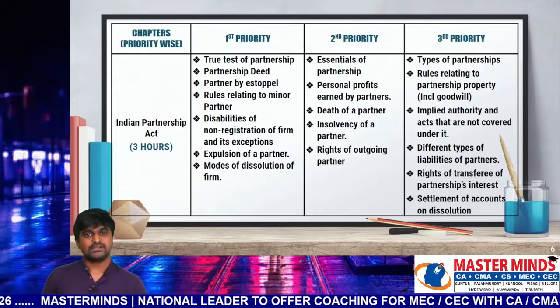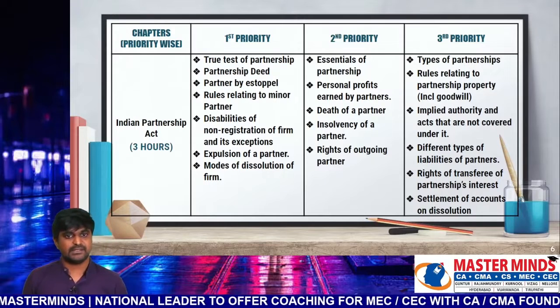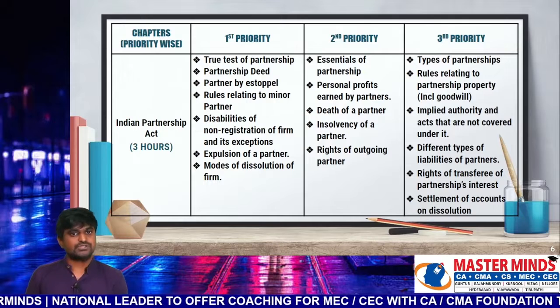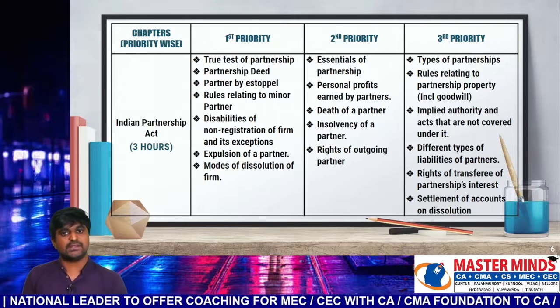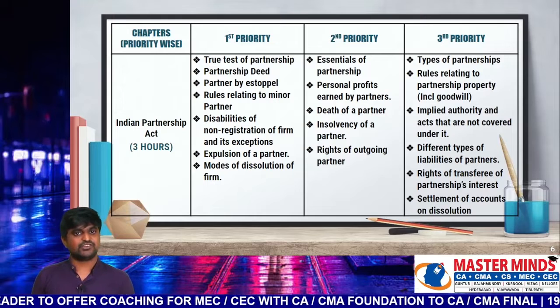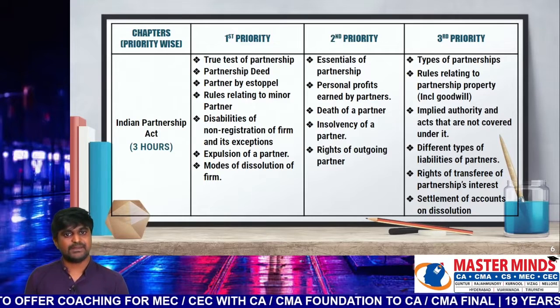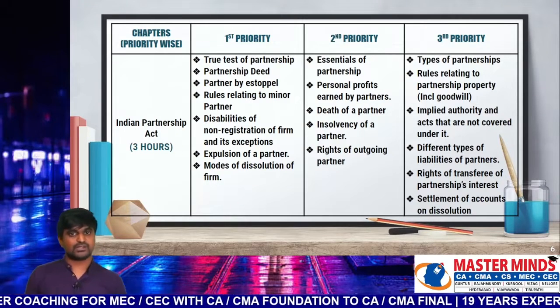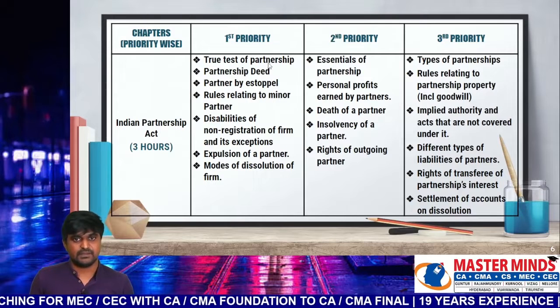Okay, then what are the first priority concepts in Indian Partnership Act? First of all, how much time do you need to allocate to Indian Partnership Act? Overall it is 3 hours. So you need to spend 3 hours on Indian Partnership Act. Then what are the first priority concepts?